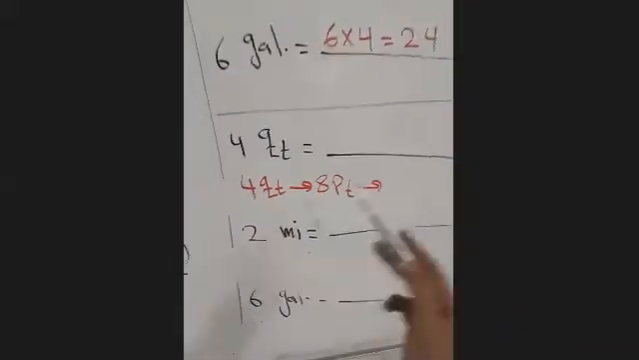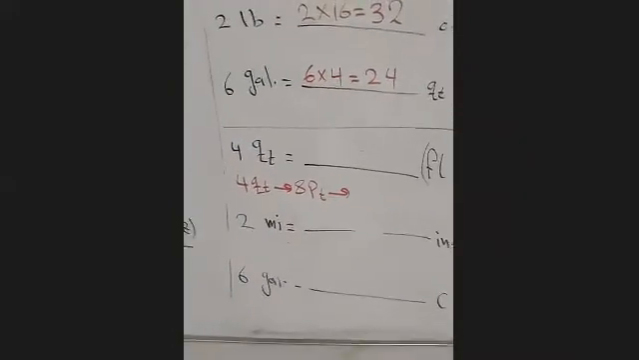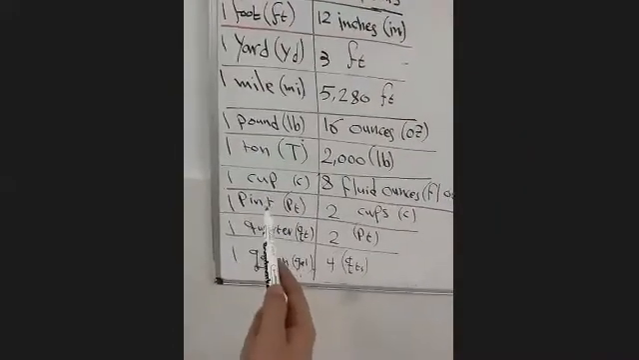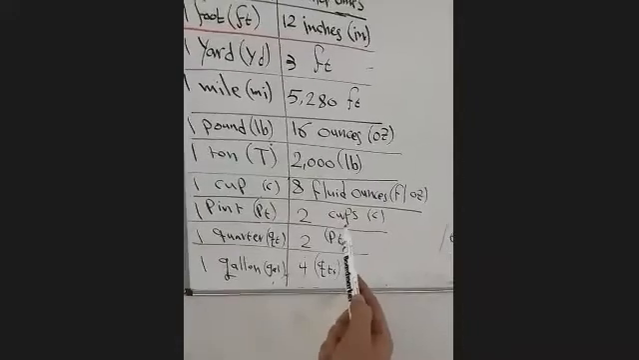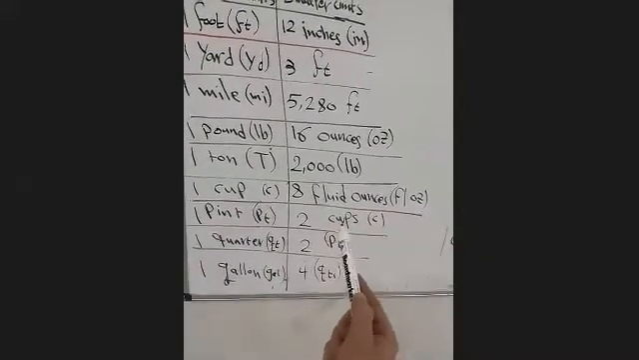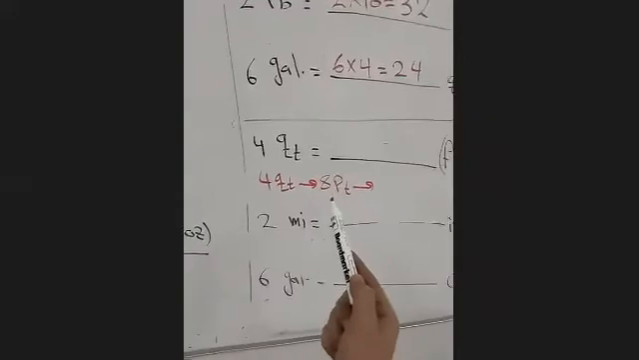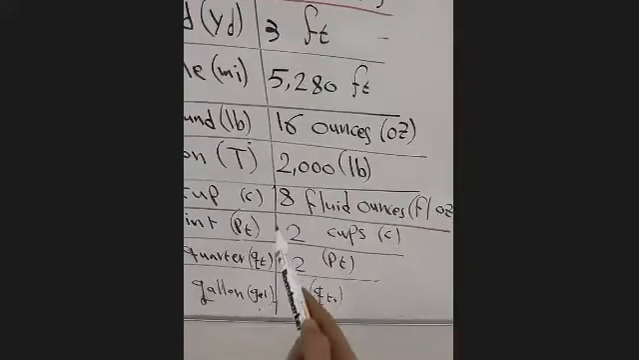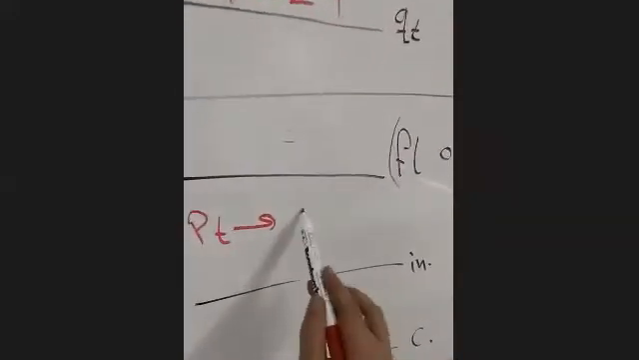Now, did I get my fluid ounces? No, not yet. Now I'll turn from the pint to what? To cups. C means cups. So if I have 8 pints, to turn it to cups, I'll multiply by 2. 8 times 2, 16 cups.